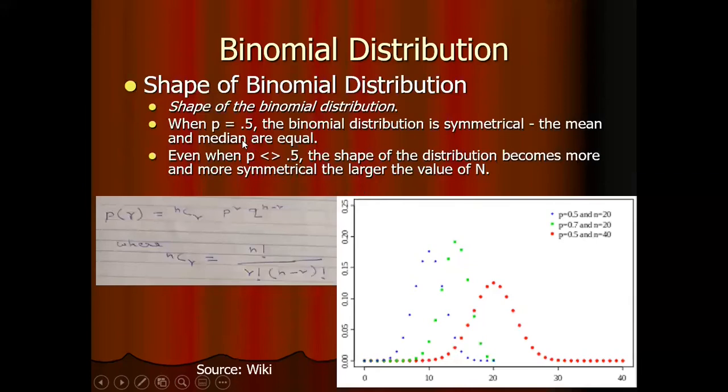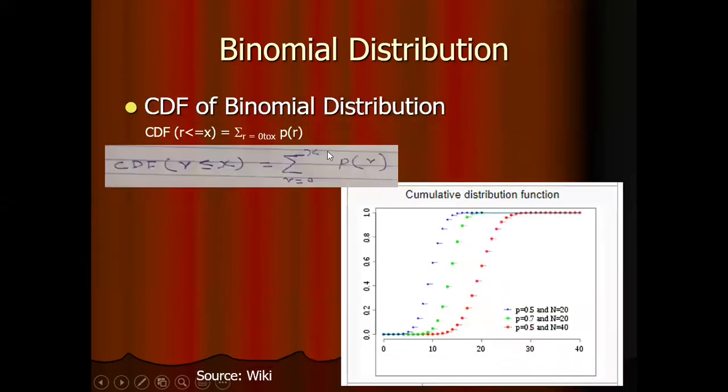The shape of binomial distribution depends on the total number of cases and the probability of success in a single trial. So this is the probability mass function or probability density function of binomial distribution. When p is equal to 0.5, the binomial distribution is symmetric. When p is not equal to 0.5, the shape of distribution becomes more and more symmetrical when n is larger. This is cumulative density function of binomial distribution.